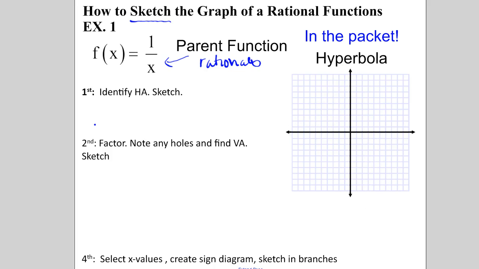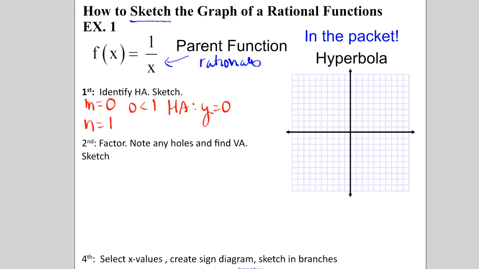All right, so how are we going to do this? The first thing we're going to do is sketch in the horizontal asymptote. To figure out my horizontal asymptote, let's look at the degree of my numerator. The degree of my numerator is 0. The degree of my denominator is 1. So 0 is less than 1. When m is less than n, my horizontal asymptote is y equals 0.